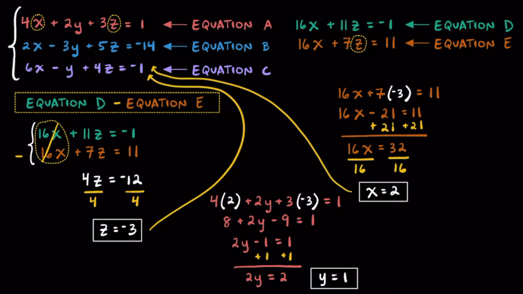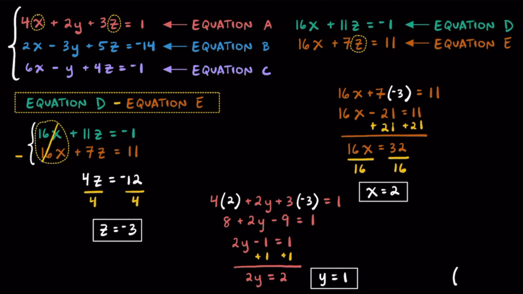Now that we know the values of x, y, and z, we can write our solution as (2, 1, negative 3). And if you want to double and triple check to make sure that this solution is correct, you can go ahead and plug these values into equations B and C and see for yourself.